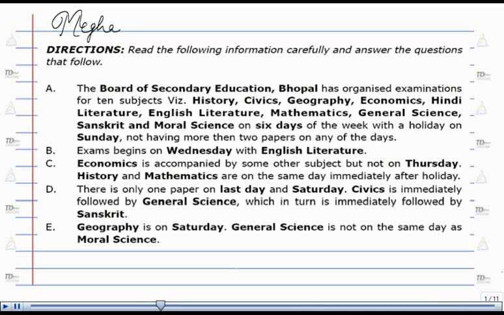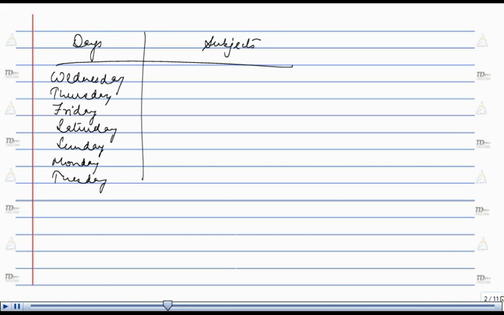Now let us try to find out the day on which which subject is there. It's given that exams begins on Wednesday with English Literature. So on Wednesday it's English Literature. Economics is accompanied by some other subject but not on Thursday. So on Thursday we don't have Economics. History and Mathematics are on the same day immediately after holiday. So Sunday being holiday, after that it is History and Mathematics.